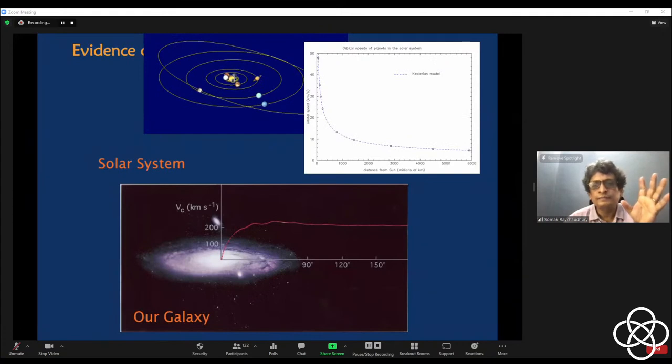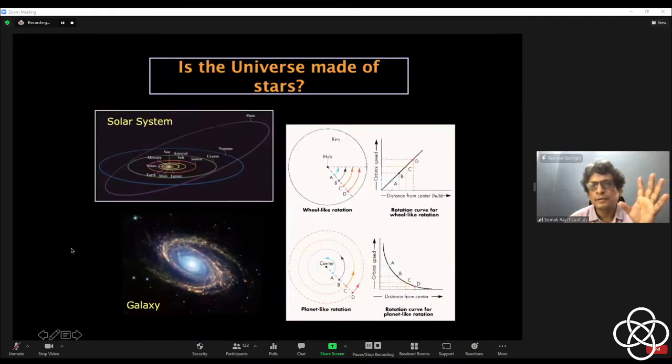If you look at the solar system, forget Pluto now, but the other planets, you have the sun and you have the planets, they move around the sun, but the whole thing doesn't move as a solid body. If you plot the same thing, you plot the orbital speed as a function of distance from center, the velocities fall off. They don't go like that. That's the solid body rotation, right? Wheel-like rotation, I told you.